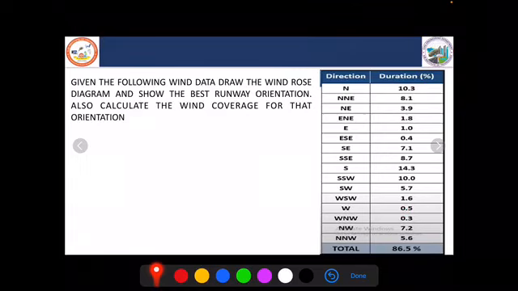Also the total percentage here is 86.5%. Where is the remaining? Here you can see that only the intensity of the wind which is more than 6 kmph is considered, okay, and 100 minus this value will be the calm period, where the intensity of the wind is less than 6 kmph. Anyway, that has to be considered when we find out the wind coverage, so we will look at that further.